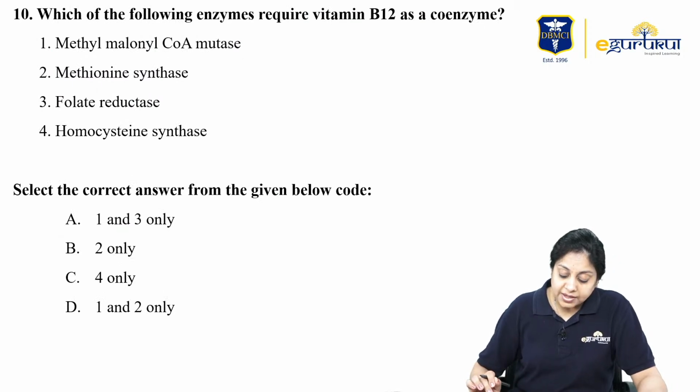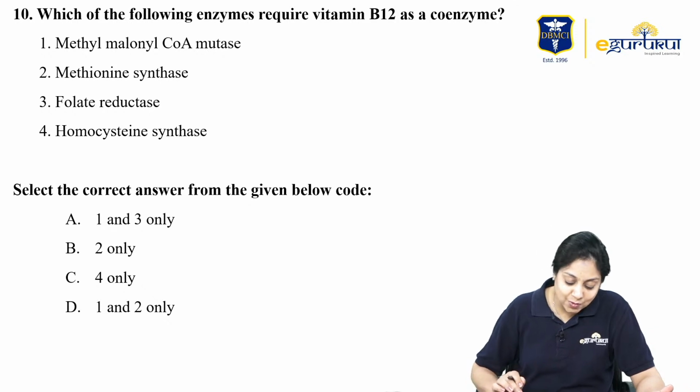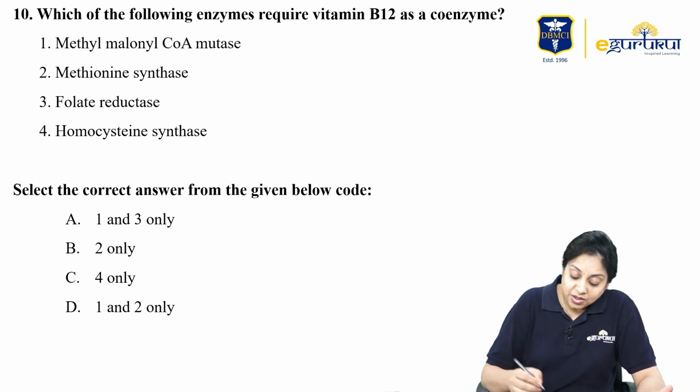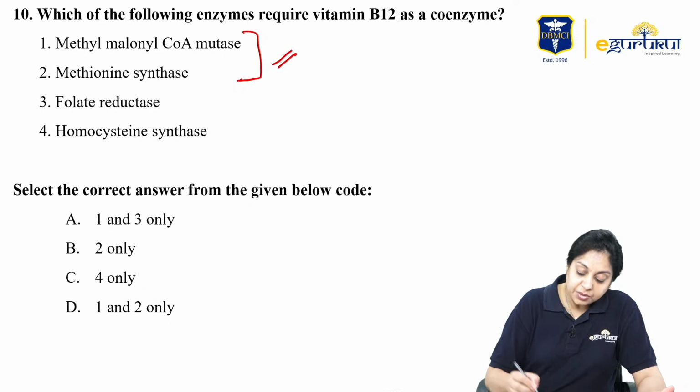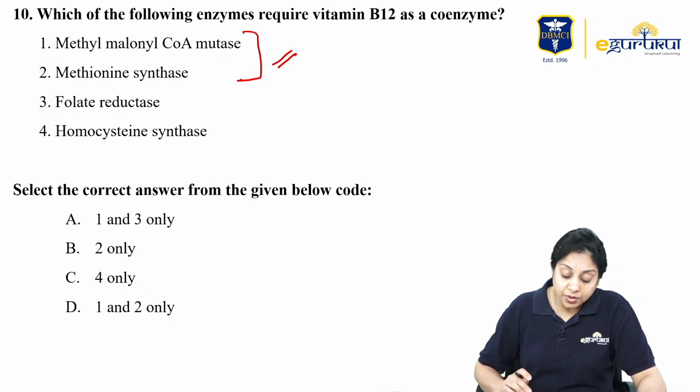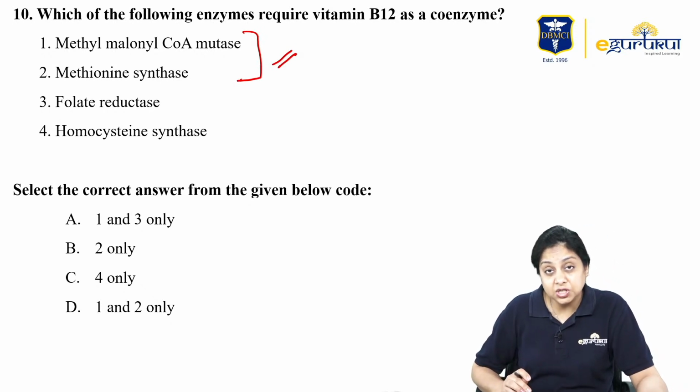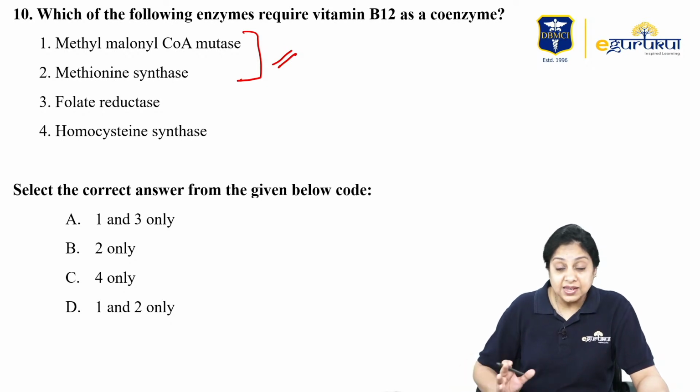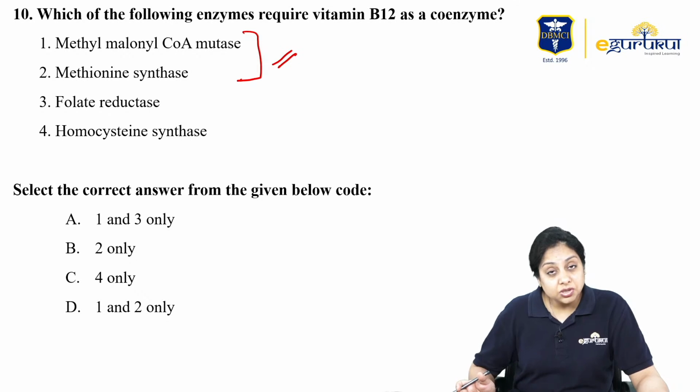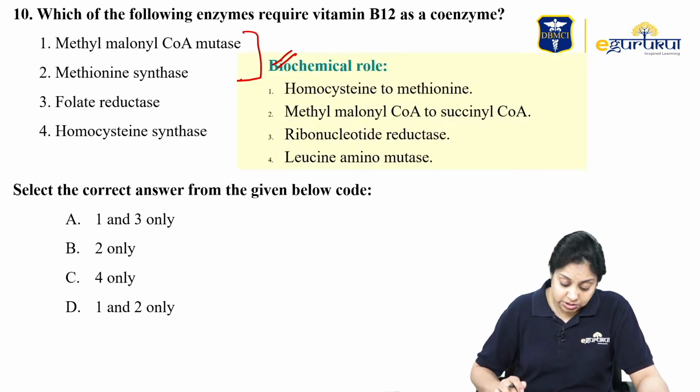Which of the following enzymes requires B12 as a coenzyme? I have discussed this before also. There are 2 enzymes which require vitamin B12. Methylmalonyl coenzyme A mutase: if B12 is deficient, it is going to give rise to methylmalonic aciduria. Methionine synthase: if it does not have the B12, that is going to lead to the folate trap, right?